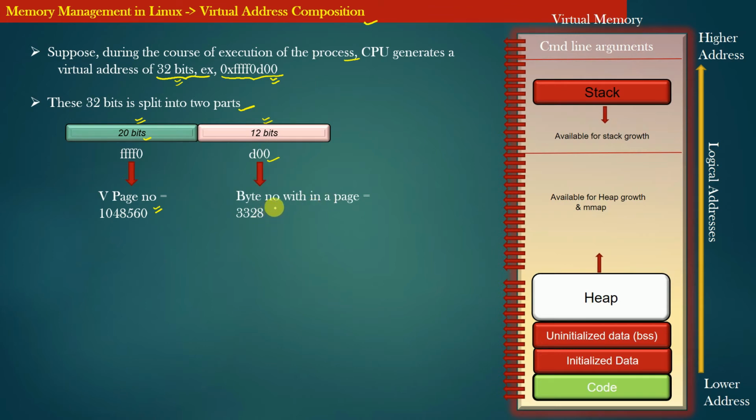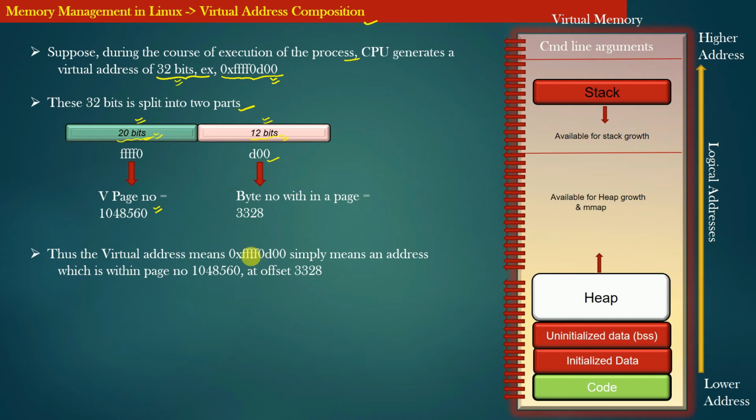Now we already know why we have chosen exactly 20 bits and exactly 12 bits in order to split the virtual address into two parts. 20 bits means that you need 20 bits in order to uniquely identify a virtual page inside a process virtual address space. And you need 12 bits in order to uniquely identify a particular byte inside a virtual page.